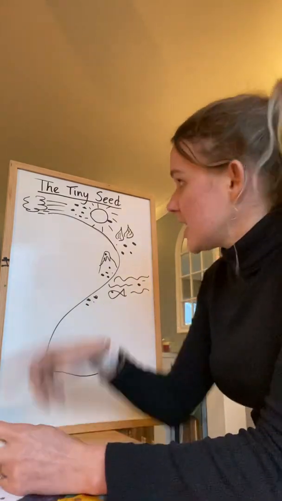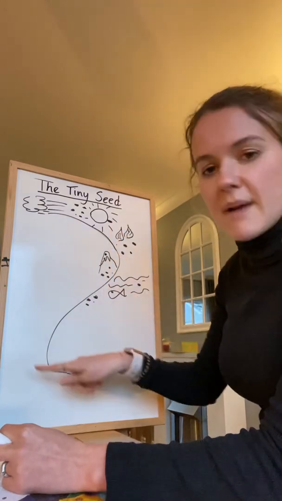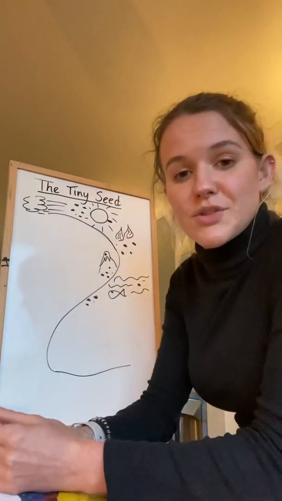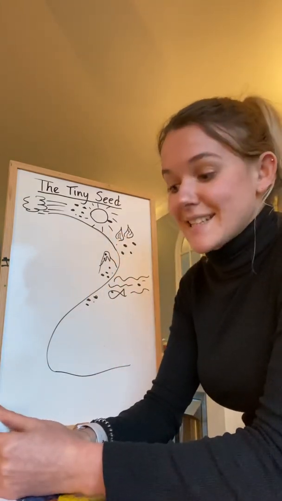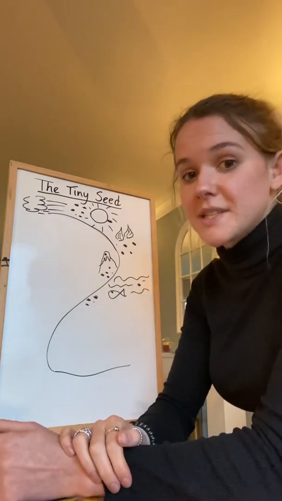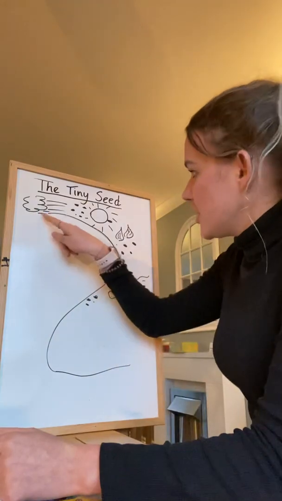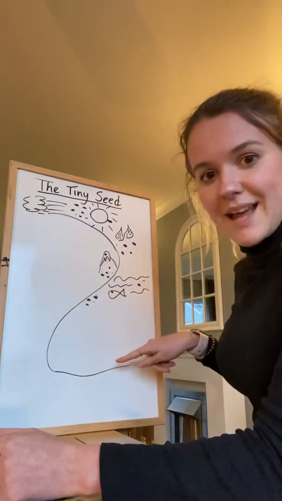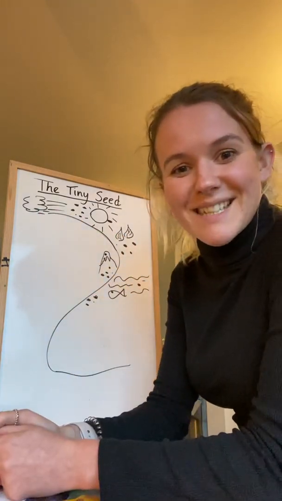Now, I would really like you to create your own story map showing from beginning to end the story of the tiny seed. And then as an extra challenge, I want you to see if you can retell the story in your own words, but in the correct order, using your story map to help you. I'm really looking forward to seeing some of your work.